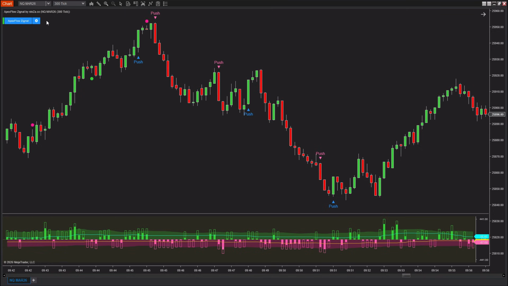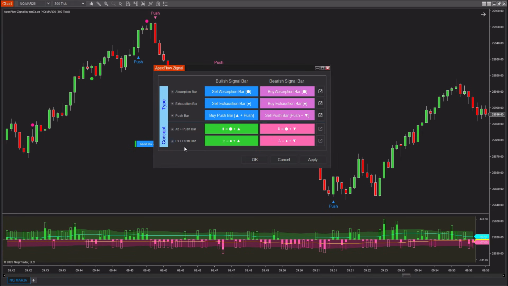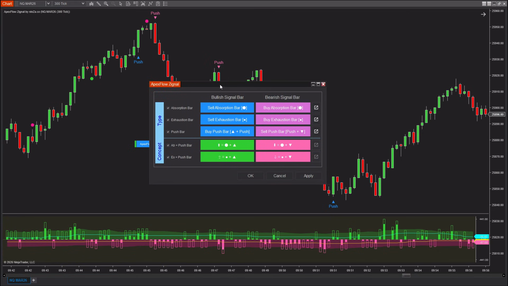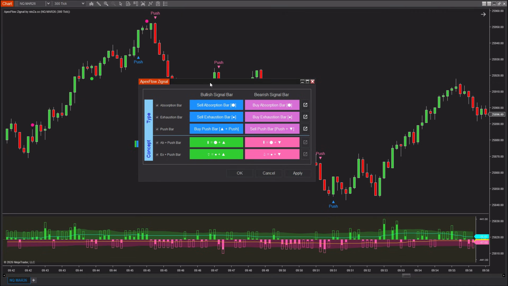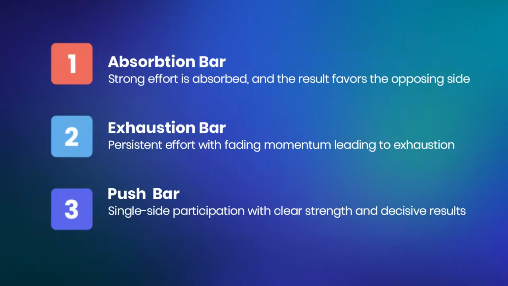On the left side of the screen, you'll see a toggle button that lets you quickly turn the indicator signals on or off without going into the settings. Next, right next to the toggle button, you'll see a gear icon. This button allows you to customize and adjust different types of signals. And this is actually the heart of ApexFlow Zignal, which we'll explore more deeply in the next section. So now, that covers the main components of the system.